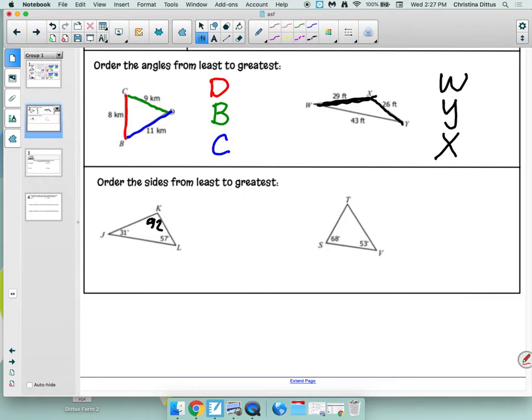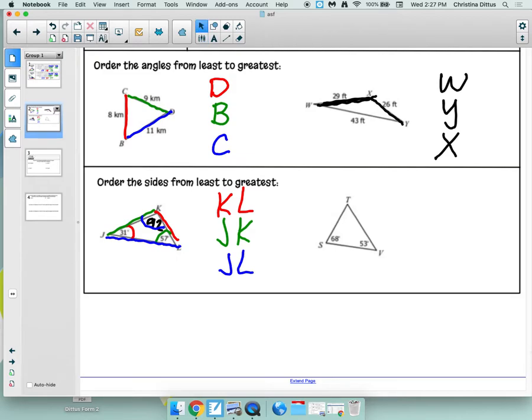So aside from least to greatest, what's my smallest angle? 31, J. So what's my smallest side? KL. Remember, sides have 2 letters, angles have 1. What's my medium angle? 57, which is L. So what's my medium side? JK. Biggest angle? 92, so the biggest side is JL. Good. It doesn't matter if you write LJ, that's fine.